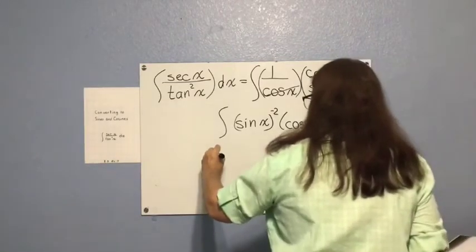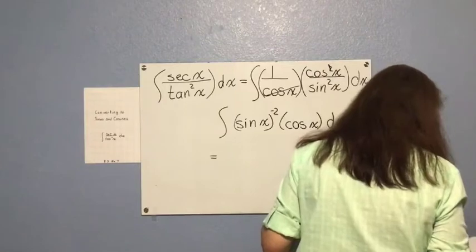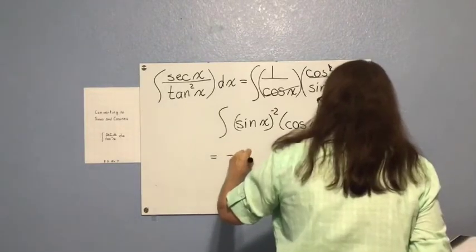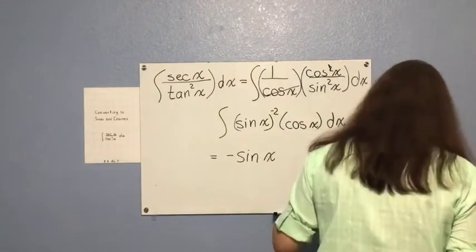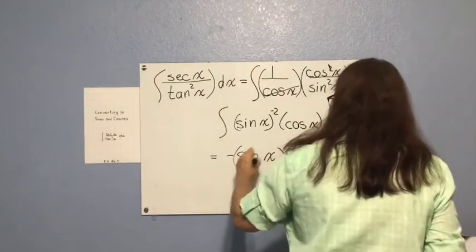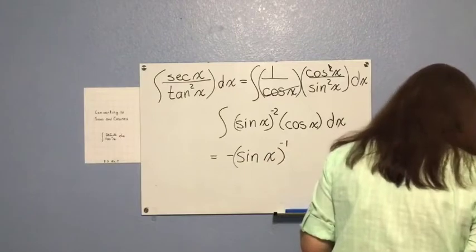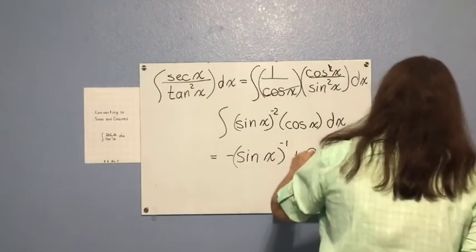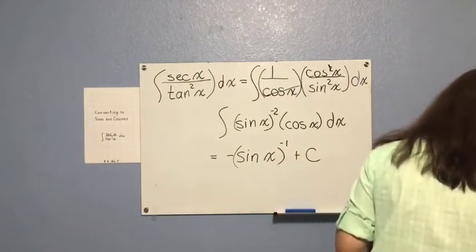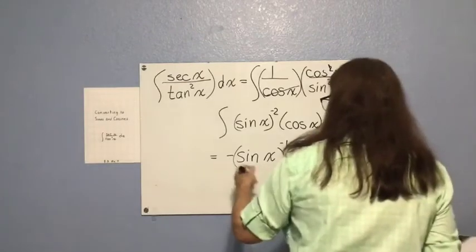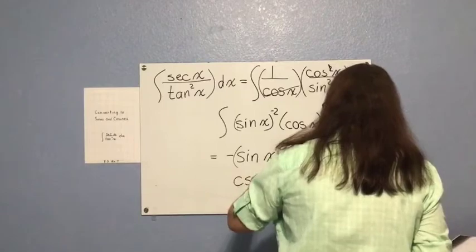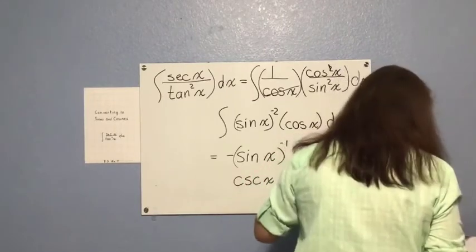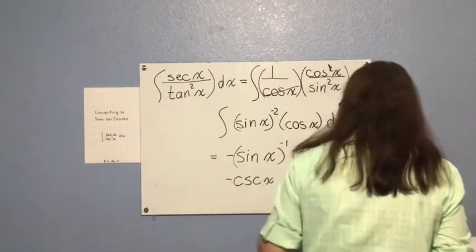And when I integrate, I get negative sine of x to the negative 1 plus a constant. And you can go ahead and flip this over and make it negative cosecant x plus a constant.